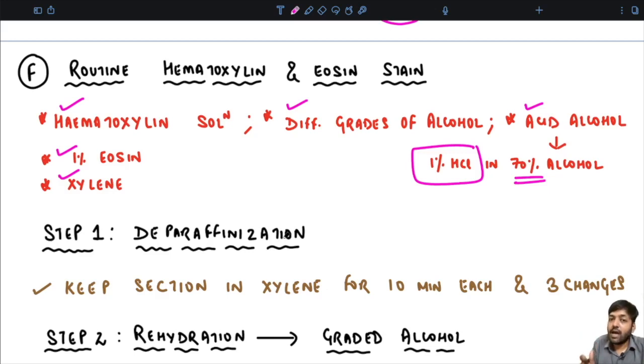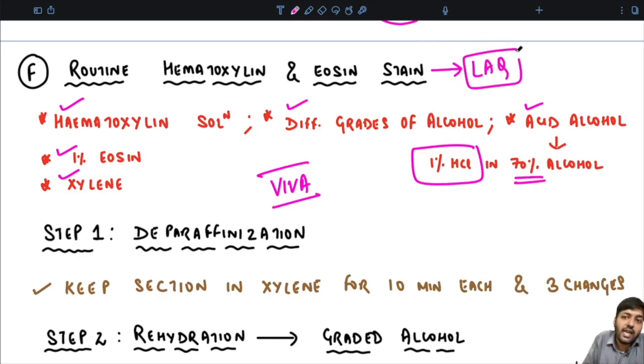Remember, these will be asked in your exam. Every student who is giving the exam will be asked in detail about the H&E staining. And remember, this hematoxylin Eosin staining can come as a long answer question in the exam as well. So pay a lot of attention.